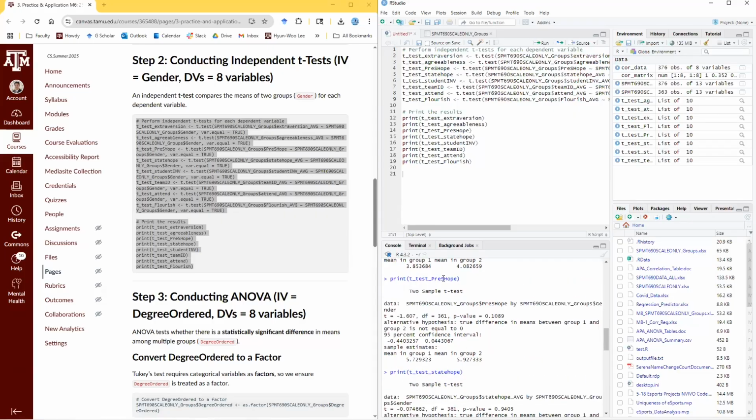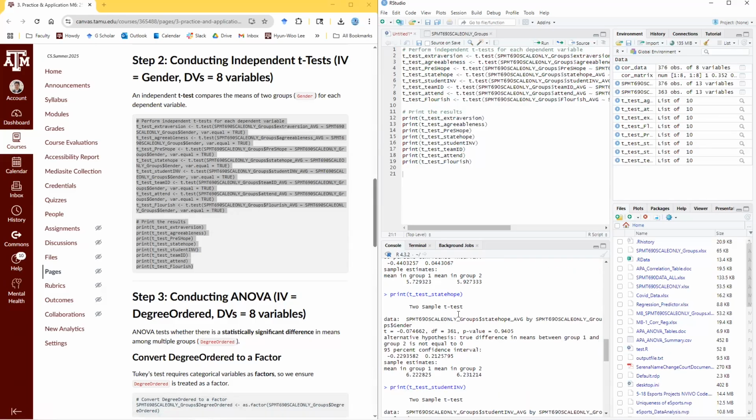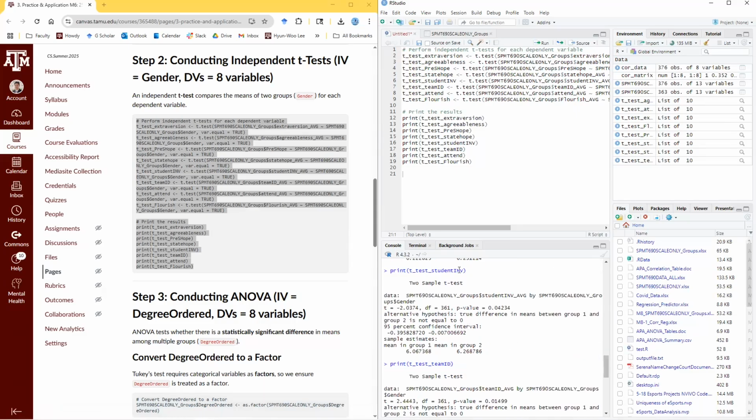Let's look at preseason hope. The p-value was non-significant. The group difference contained a zero. So with a 95% confidence interval, it suggests that it could be a zero when we apply it to the larger population. So there was no group difference in terms of preseason hope. What about state hope? There was no statistical significance. What about student involvement?